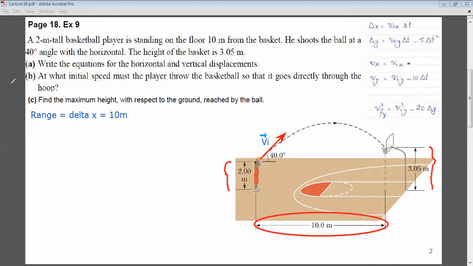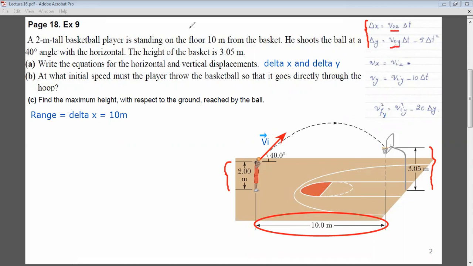Okay, part A. Write the equations of the horizontal and vertical displacement. Okay, this means he's asking for the equation of delta x and the equation of delta y. So he wants me to write the equations. So I need v initial x and v initial y.